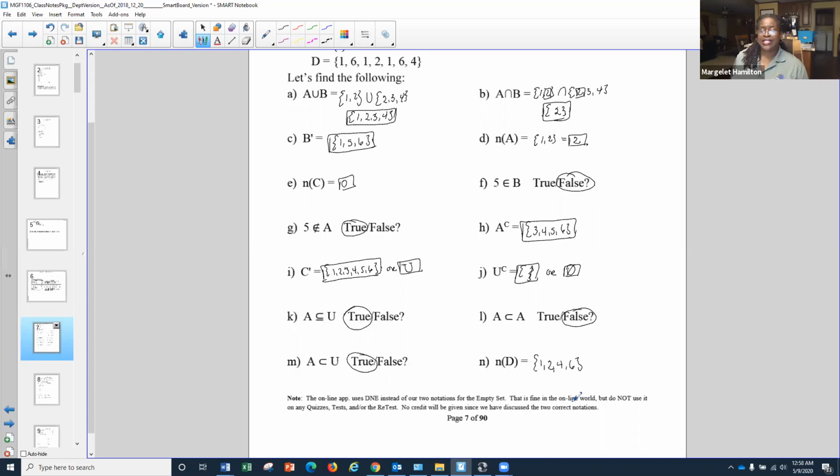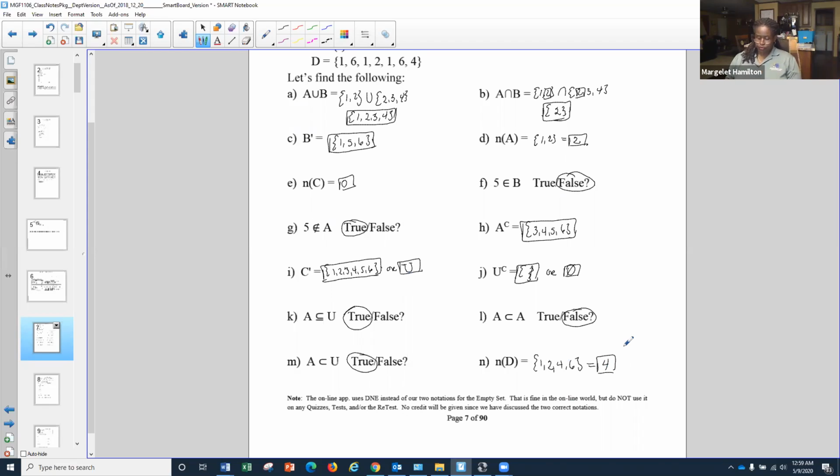So there's my set D, all cleaned up. No repeating numbers. All right? Now, the cardinality, I can clearly see it now. Remember, again, the cardinality is a number. How many unique elements do we have in there? 4.